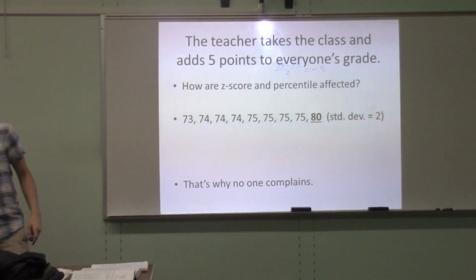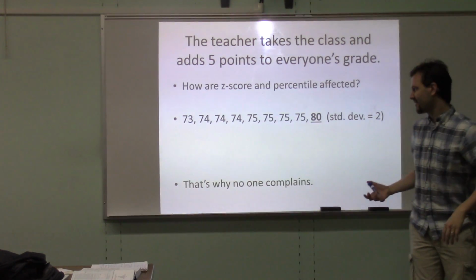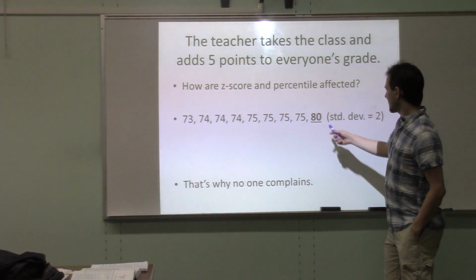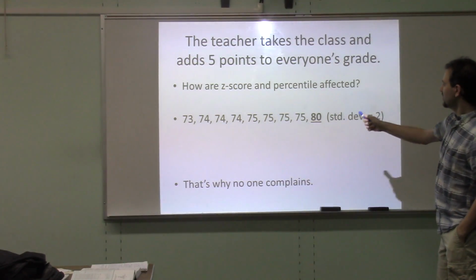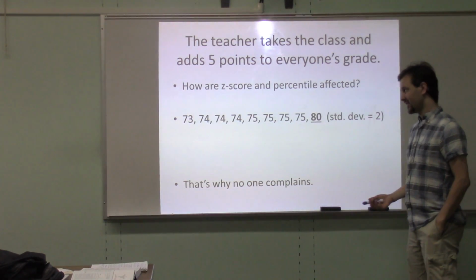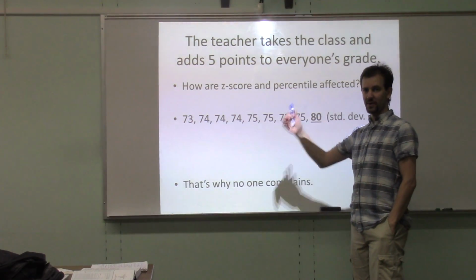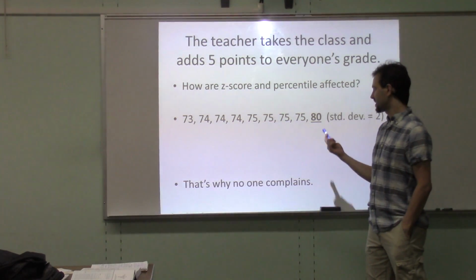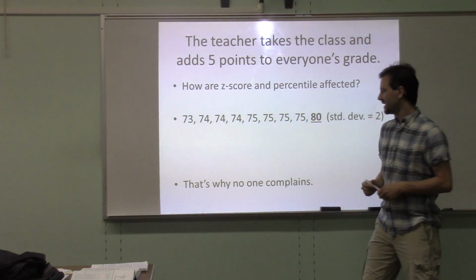Instead, I want to talk about transforming a distribution and how that affects percentile and z-score. Let's take this person. They got an 80, and the teacher looks at the class average of 75 and says, I'm going to give everybody 5 points. This person used to have a z-score of 2.5, a grade that was significantly above average. How will their z-score be affected? Their percentile used to be 89th percentile. Will that be affected? Well, let's have a look.